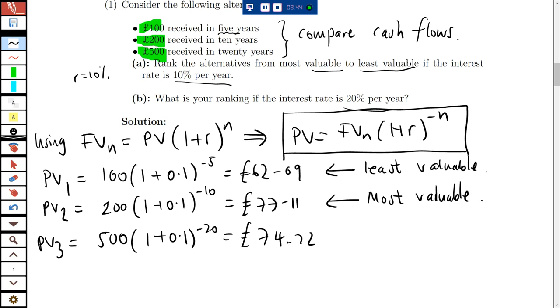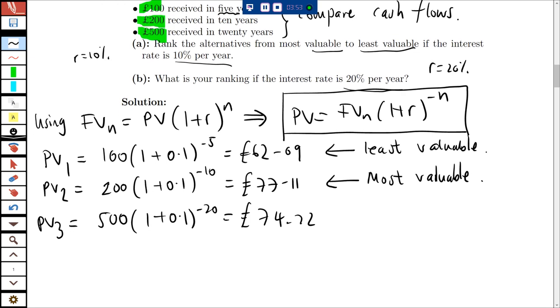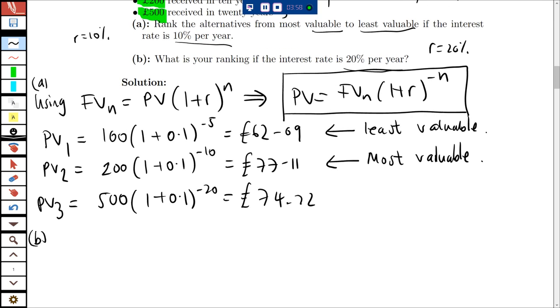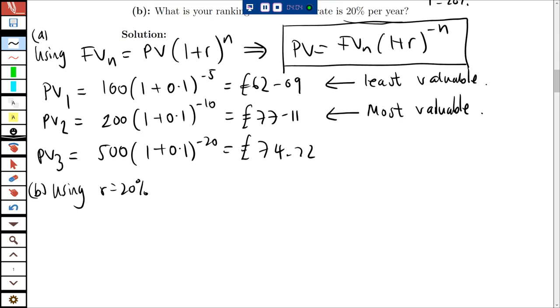Okay, so how does this change if the interest rate is different, if it's 20% per year? This is part A. So part B, repeat the process using a 20% interest rate. Okay, we pop these numbers into the calculator. So we're using 0.2.